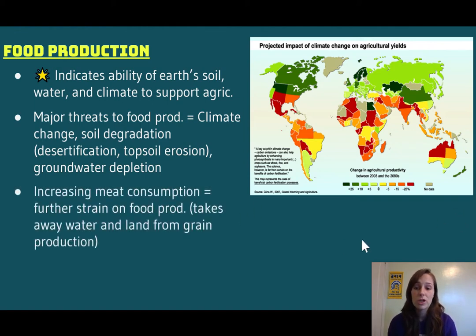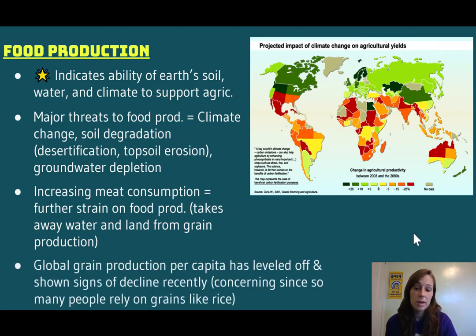Another thing with food production that's related to this is that increasing meat consumption is going to put a further strain on food production, because it takes away water and land from grain production, and meat consumption takes more resources than just growing grains.